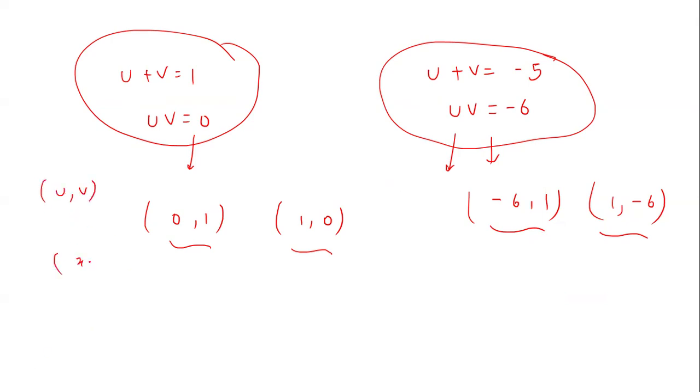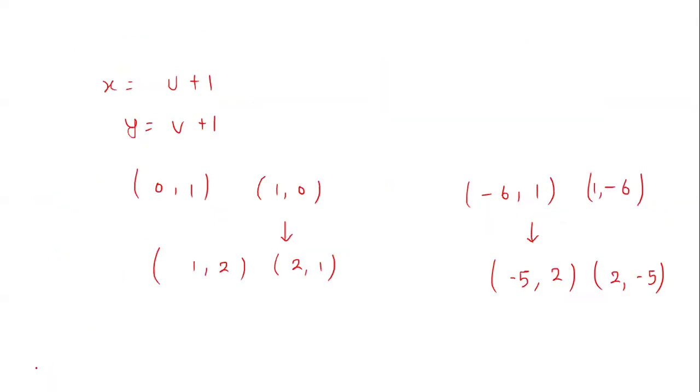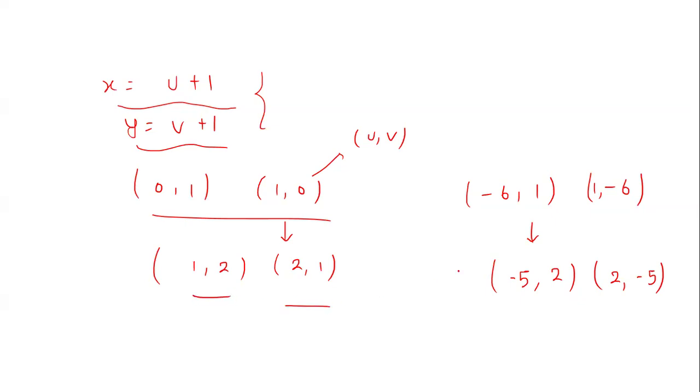But we require the values of x comma y. Initially we assumed x is equal to u plus 1 and y is equal to v plus 1, and this is our solution in terms of u comma v. So you just add 1 to both u and v, and you get the values in terms of x and y. So it will become 1 comma 2 and 2 comma 1, and for the others, adding 1 to both, it will become minus 5 comma 2 and 2 comma minus 5. So these are the four integral solutions we have for that equation.